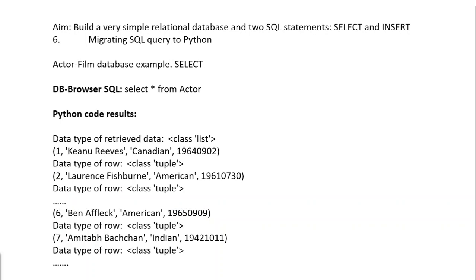The result of executing that Python program with the embedded SQL is shown on this screen. The SQL select generates a Python list, and then each element in that list is a tuple that contains the data values extracted from the table actor. Data values in each row are the actor ID, followed by the actor name, followed by nationality, followed by date of birth. An indicator that each row is a tuple is that the data is enclosed within curved parentheses and the data values are separated by commas.